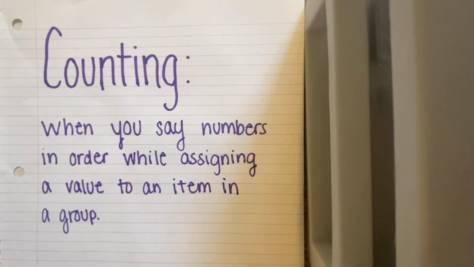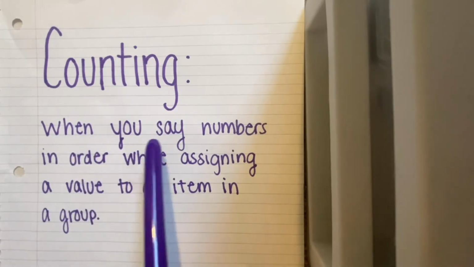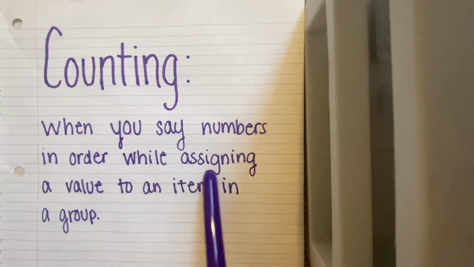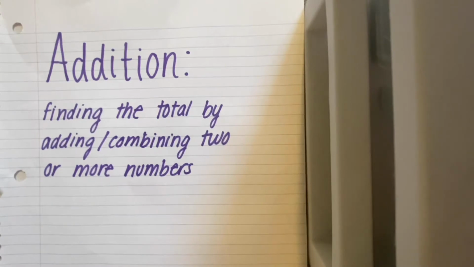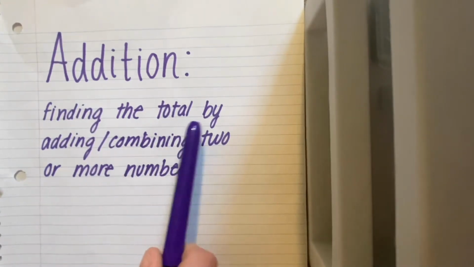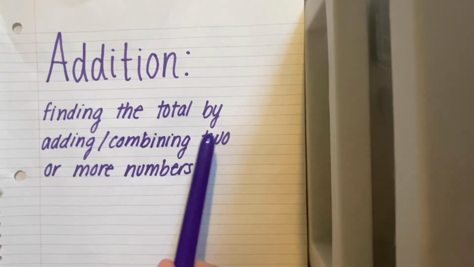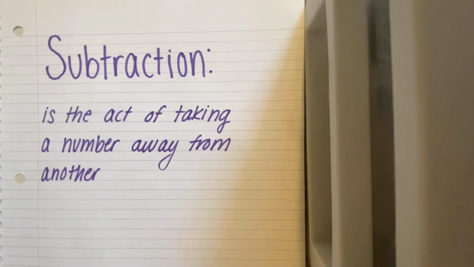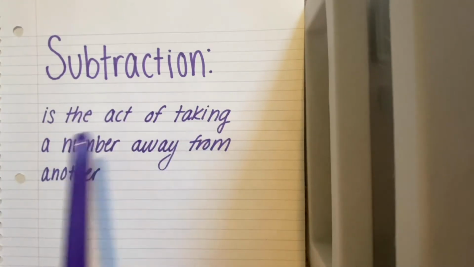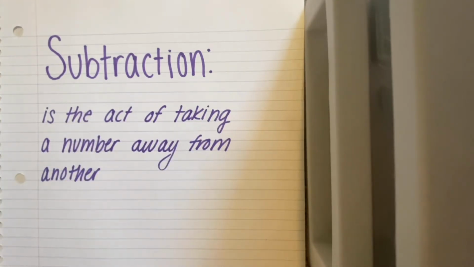Let's begin. The word that we'll be going over today is counting. Counting is when you say numbers in order while assigning a value to an item in a group. Our second word is addition. Addition is finding the total by adding or combining two or more numbers together. The third word we will be going over and our last key vocabulary term is subtraction. Subtraction is the act of taking a number away from another.